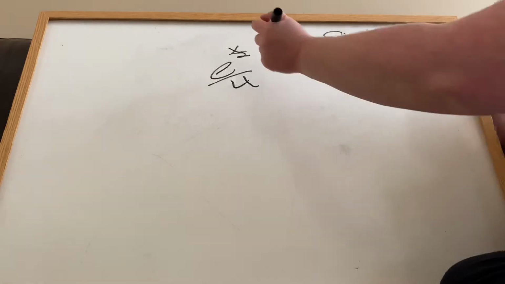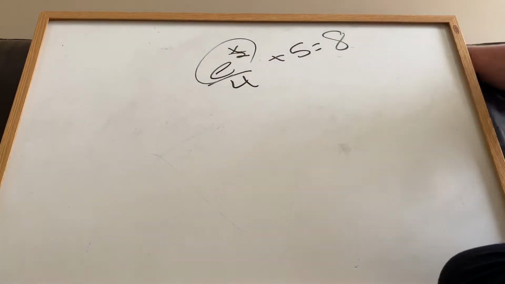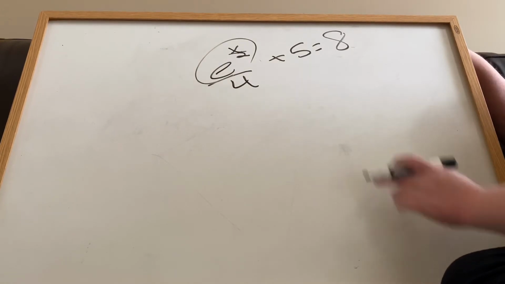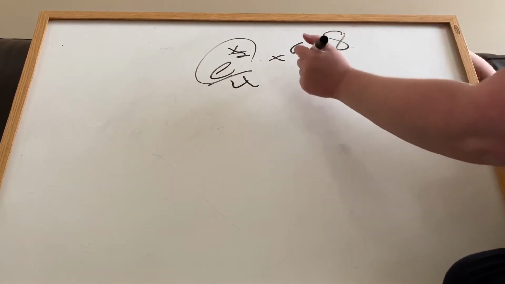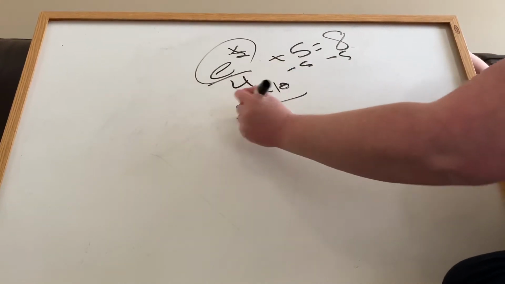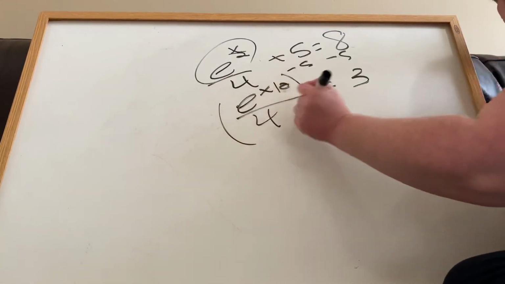Okay, so getting the e part by itself, what you need to do is move over the 5 and then the 4. You need to move the 5 first, and then you'll multiply by 4. So you'll subtract 5. 8 minus 5 is going to be 3. Multiply both sides by 4.